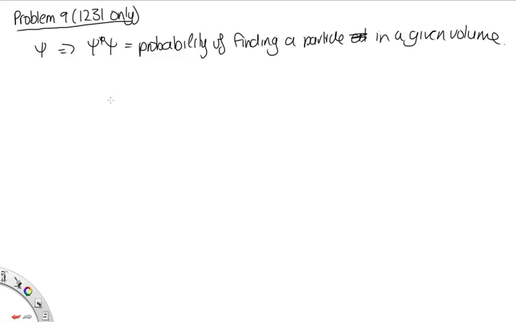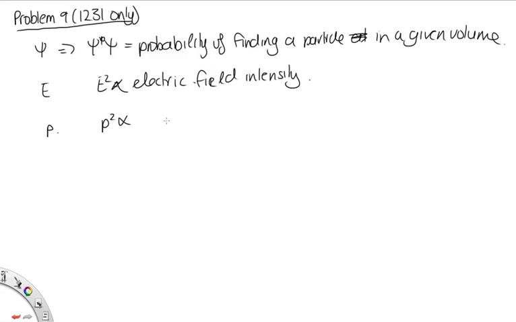We've got E, the electric field magnitude, and we know that E squared is proportional to the electric field intensity. And in acoustics, we've got the acoustic pressure P, and P squared is proportional to the sound intensity.